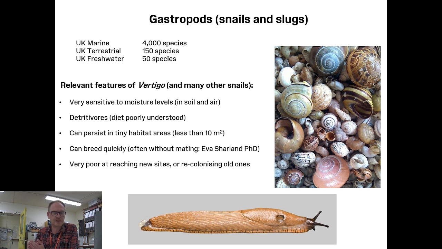One problem that snails have is they're slow moving, which makes them very poor at reaching new sites or even recolonising old ones. So birds or butterflies or even some plants might quickly recolonise an area from which they've been lost, but that option isn't always open to snails.